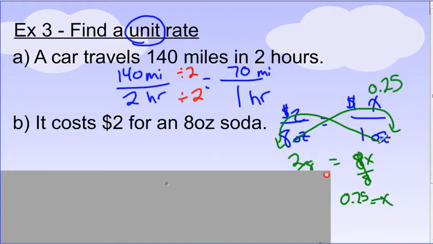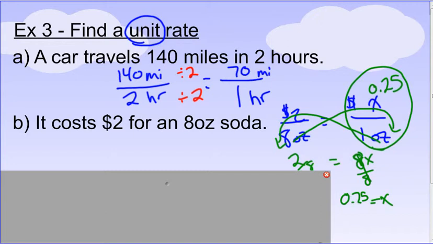So my unit rate is 25 cents. See, because this was dollars, my label, 25 cents for 1 ounce. That's how to do it using a proportion. This is how to do it using just division. Both of them are perfectly good ways to do it. You do it the way you like best.